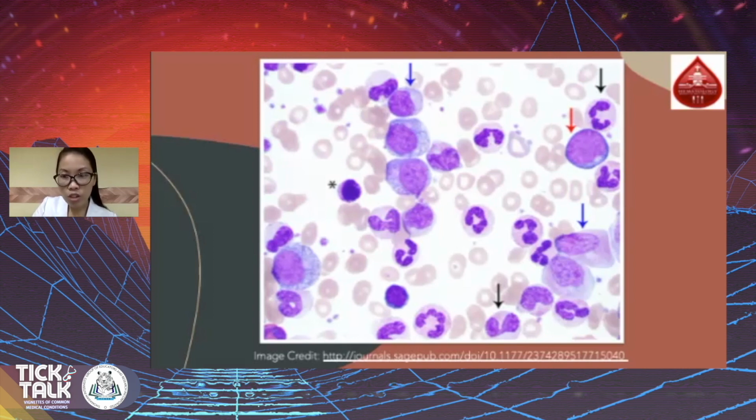So this figure is a peripheral blood smear. Note that there is a spectrum of maturation within the myeloid cell lines, including the immature forms of blasts, pointed by the red arrow, the mid-stage myeloids to the myelocytes, pointed by the blue arrows, and the late-stage myeloids, neutrophils, and band forms, as pointed by the black arrows. A basophil is also present, marked by the star. These features are typical of CML.